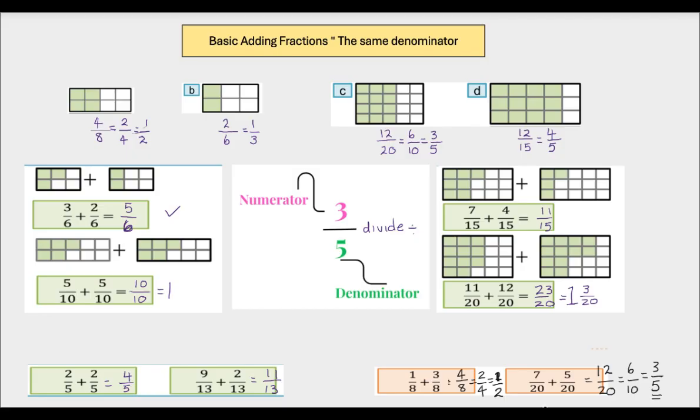That's the answer. So that literally is an overview of adding fractions, using the grids to help you, and then moving on to a basic adding question with the same denominator. But always remember, you really need to know this, okay? What a numerator is, and what a denominator is.